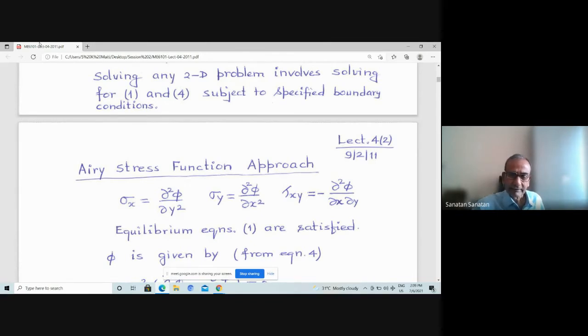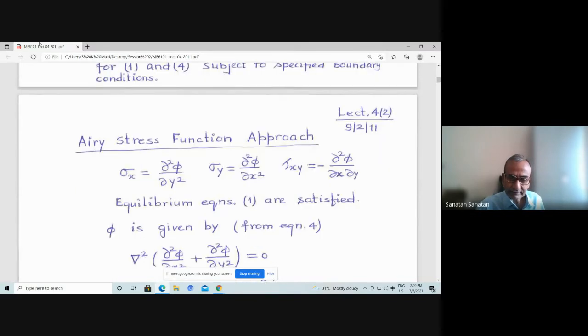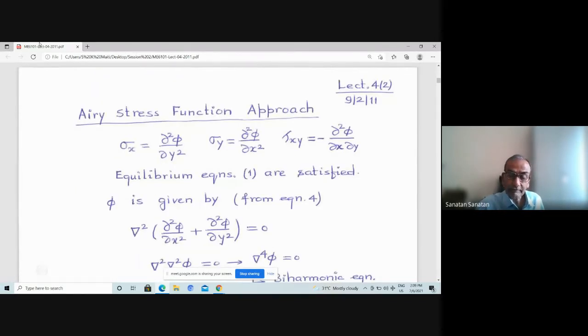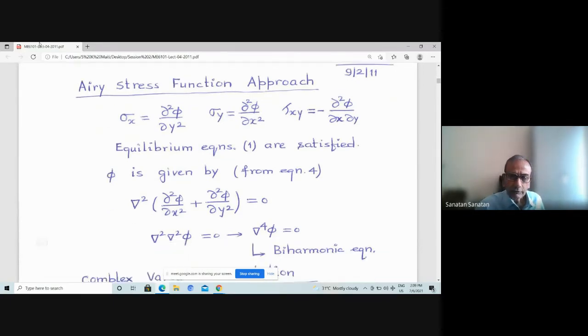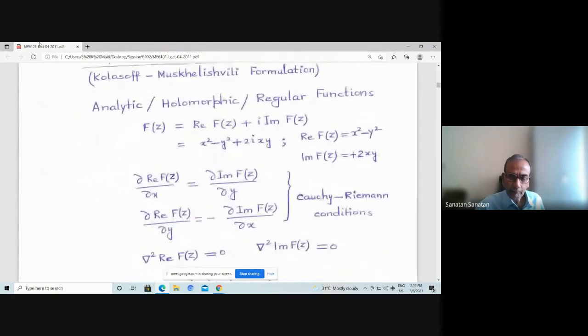You will see that if you plug these values into the equilibrium equation, ∂sigma x/∂x plus ∂tau xy/∂y, if you sum up, that will become 0. Similarly, ∂tau xy/∂x plus ∂sigma y/∂y, you will sum them up, it will become 0. So the equilibrium equations are automatically satisfied. And finally, to find this phi function, you have to go back to the compatibility condition. So to find phi, you have to find the phi which satisfies this equation. So this was the other way of going about it.